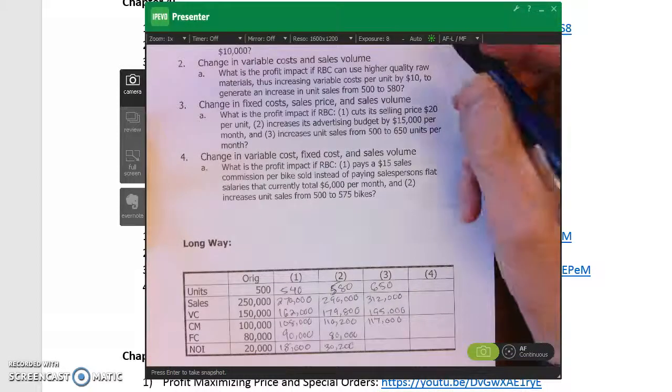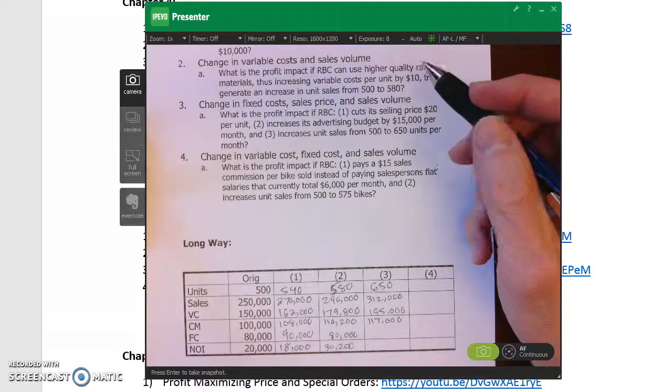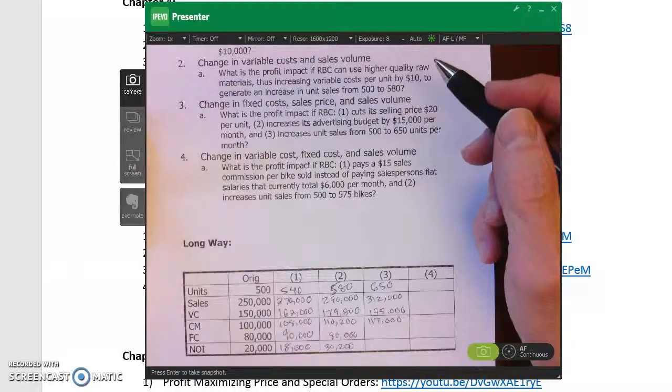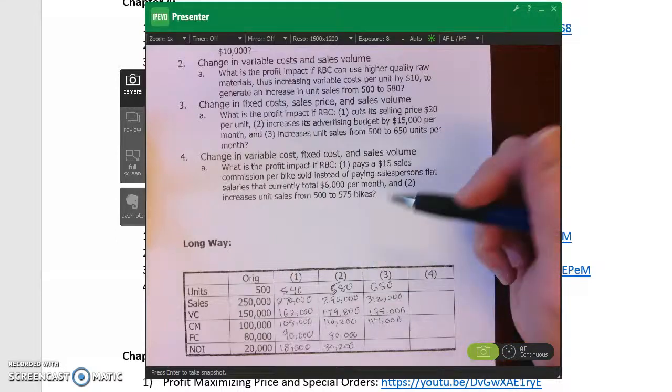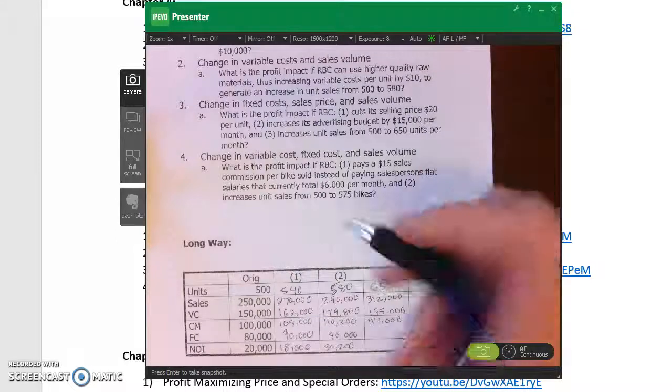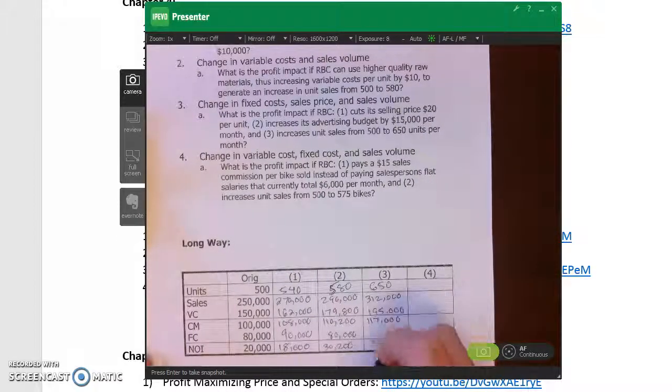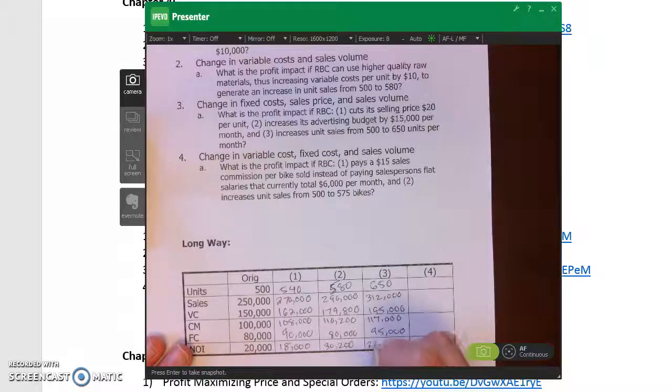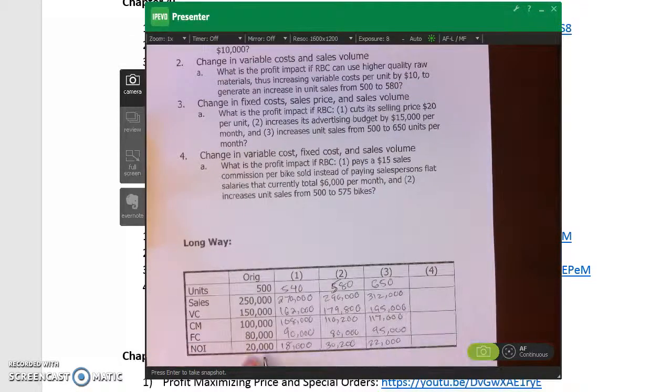And then it does say that I increased my advertising by $15,000. So now that means fixed costs went from $80,000, they went up $15,000 to $95,000. I subtract my fixed costs from my contribution margin. Gives me profit of $22,000. Profit impact is it increased by $2,000.